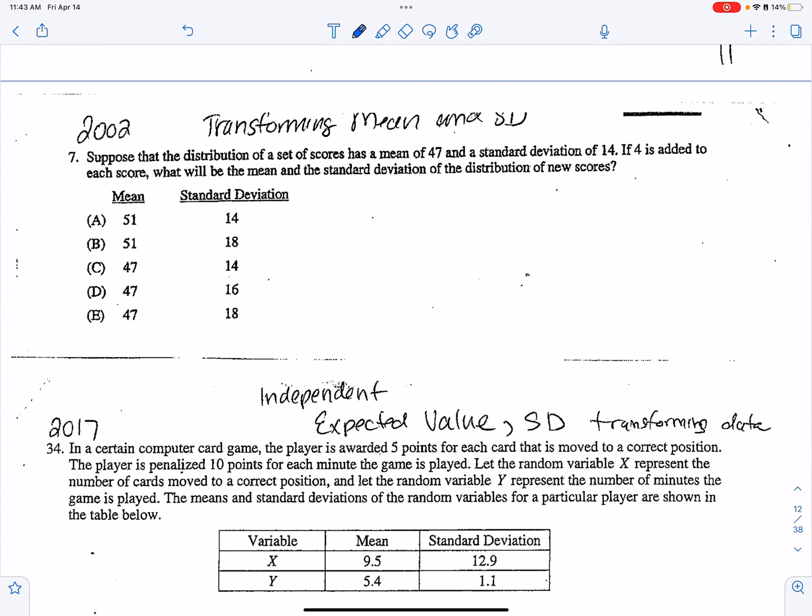Okay, suppose the scores have a mean of 47, standard deviation of 14. I'm adding 4. So 4 should add to the mean, and it shouldn't affect the 14 at all. It says, so which one is it going to be? You're going to look for 14. So we know it's not that, it's not that. So it's either this one or this one. And obviously it added 4, so it's this one. Because standard deviation is just the spread, and it just shifts if I'm adding it.